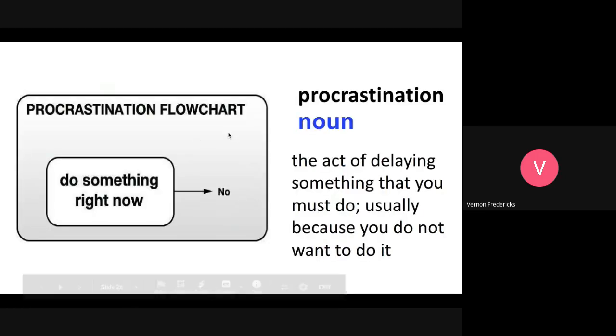Okay, next word, procrastination. Procrastination is a big word, students. Yeah, procrastination is a noun. So what is procrastination? It's the act of delaying something that you must do, usually because you do not want to do it.